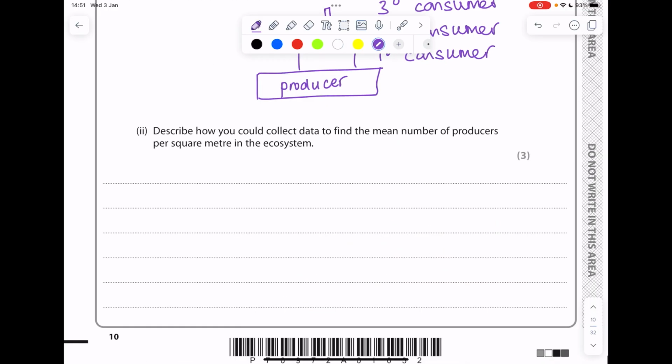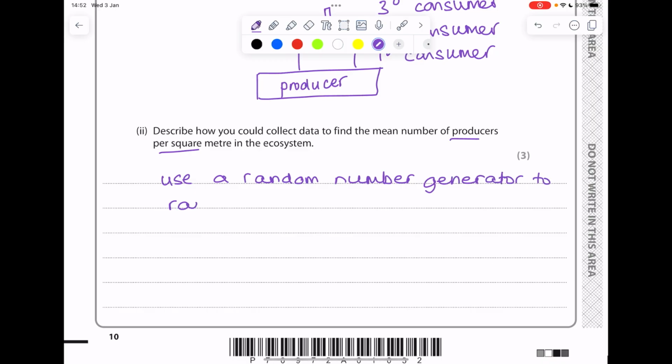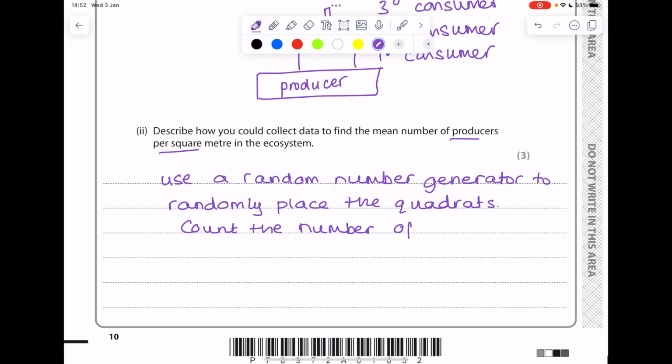Describe how you would collect data to find the mean number of producers per square metre in the ecosystem. Hoping this is shouting quadrats. So use a random number generator to randomly place the quadrats. Count the number of producers. Place several quadrats.